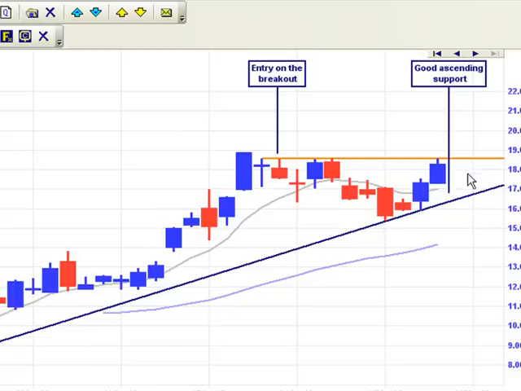So I'm expecting to enter in this zone, and my fixed stop will be down here. I'll just take the low of this particular candle here as my basis point, which is around about 15.90, something of that nature. Okay, so my entry around about 18.80, I'll say, and my fixed stop around about 15.90.